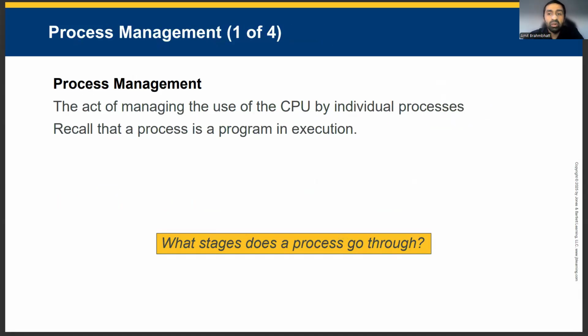The coordination of all processes competing for CPU time is what is called process management. The OS must track each process's state, manage transitions, and allocate resources. Here the slide asks, what stages does a process go through? The key stages are new, ready, running, waiting, and terminated. These states describe the life cycle of a program as it moves through the system from start to finish.